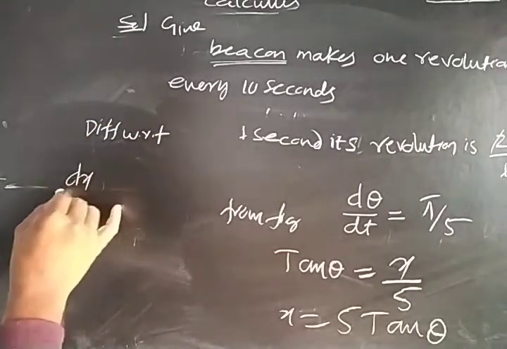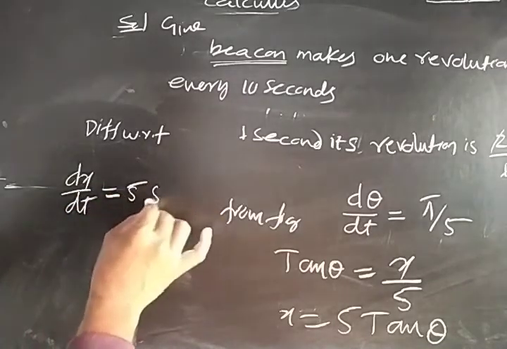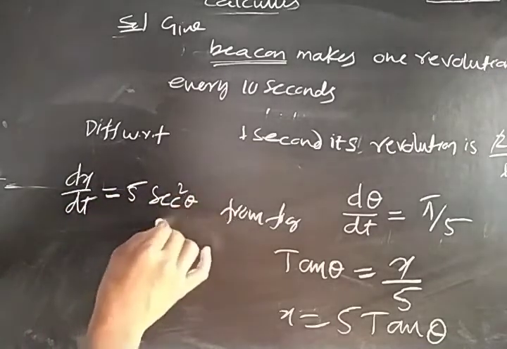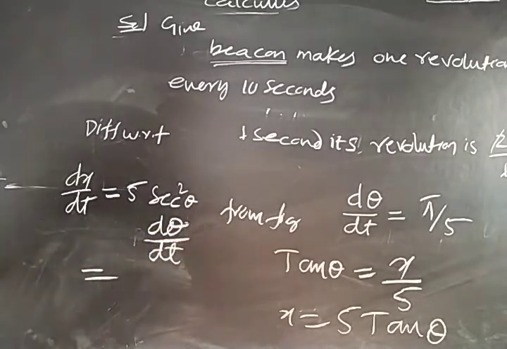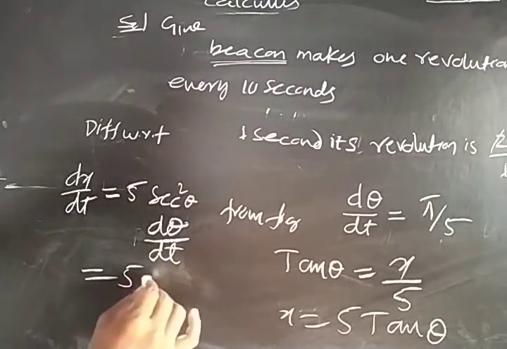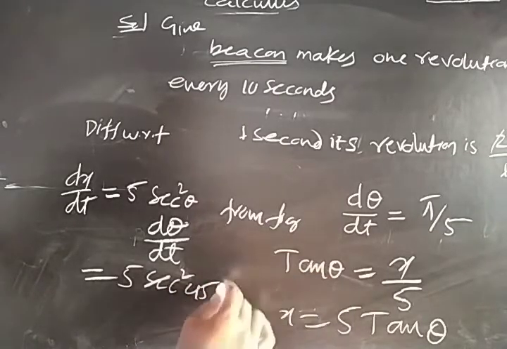So dx by dt is equal to 5 into tan theta derivative, secant square theta, and theta derivative with respect to time, d theta by dt. So already we have given theta is 45 degrees. So I am substituting here secant square 45, and dx by d theta by dt is also given, 5 by 5.